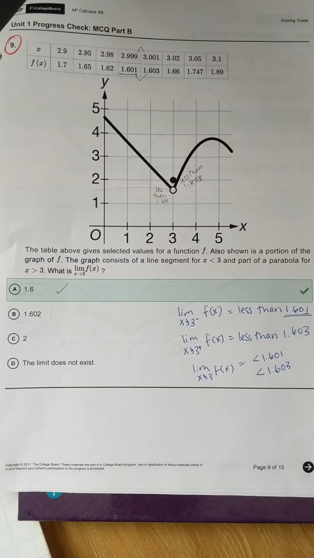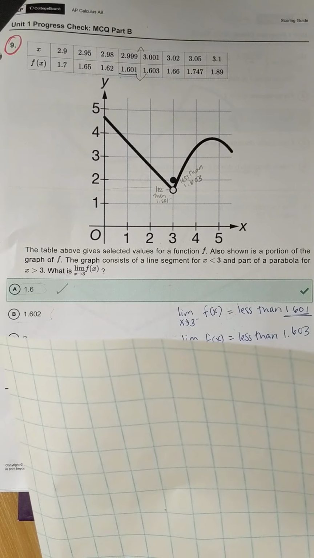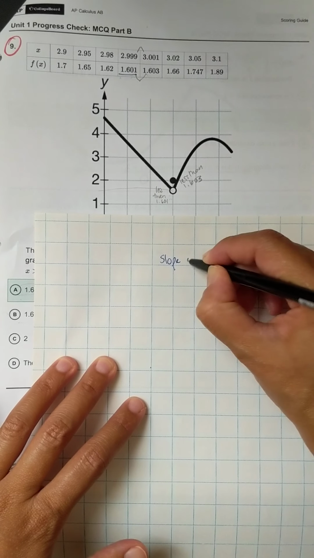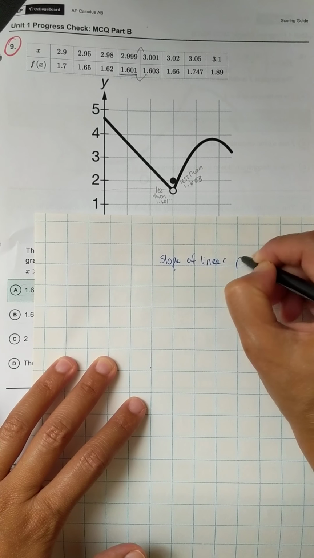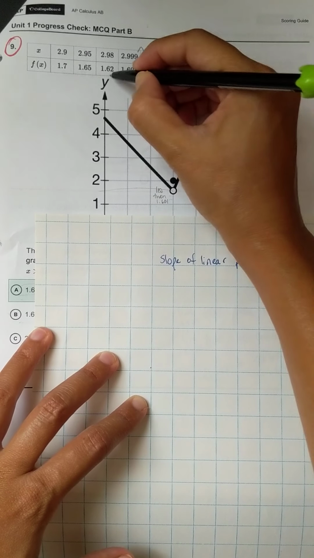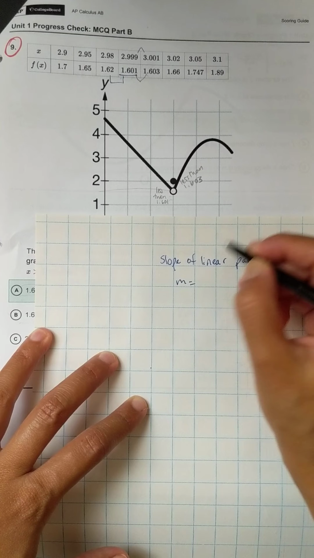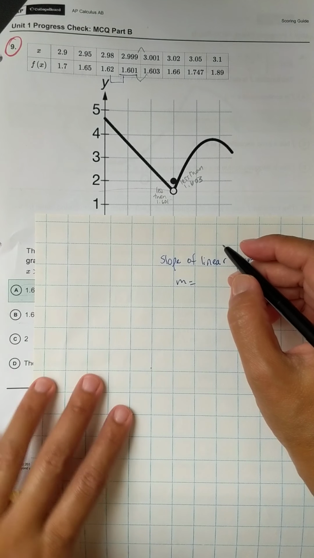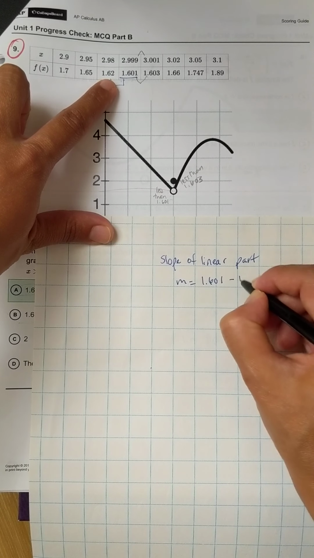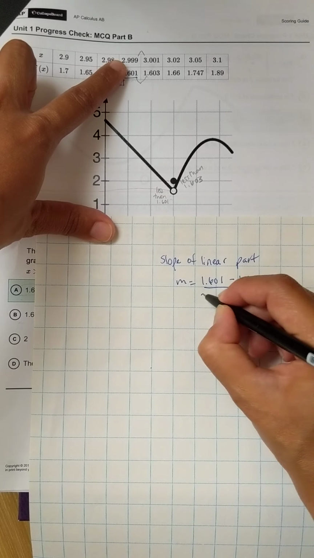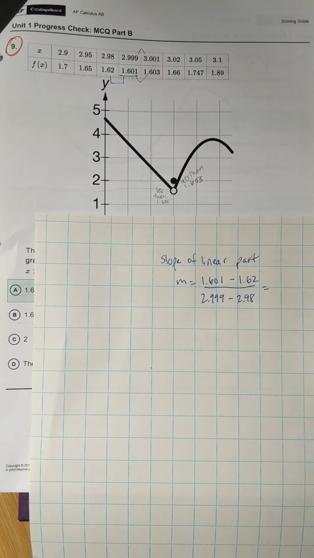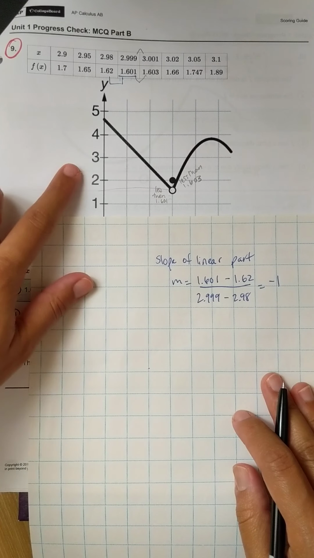The way the solution does it is they find the slope of this line. So the slope of the linear part, right? And so to find the slope of the linear part, you have to use the last 2 points on the line, which would be this. And so you're doing y2 minus y1 over x2 minus x1. When you put that in your calculator, you end up with -1. So the slope of this line is -1.